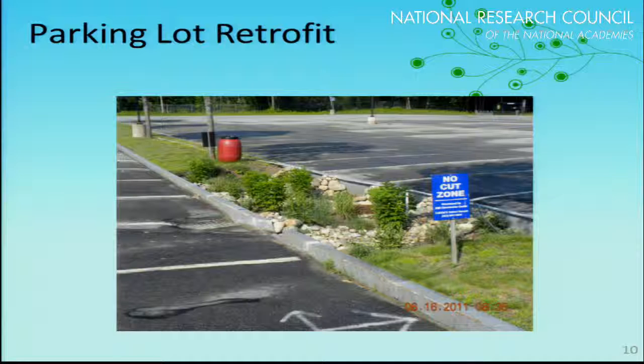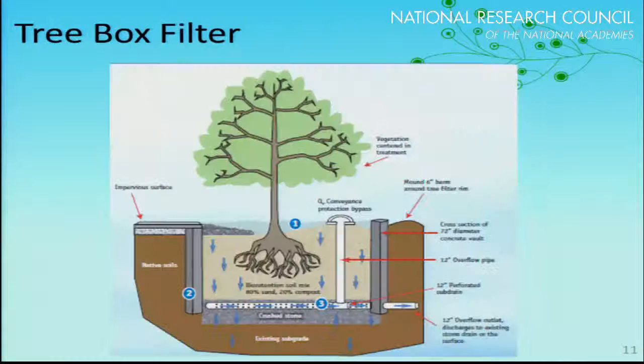This is also a retrofitted situation where you would have an island normally that had some trees in it. Now you've just taken away a small piece of the island and just put in a bioretention system. So these are pretty easy to sneak in. You've probably heard of street trees, tree box filters. All they are is a specialized bioretention system. Functionally, they're basically the same.